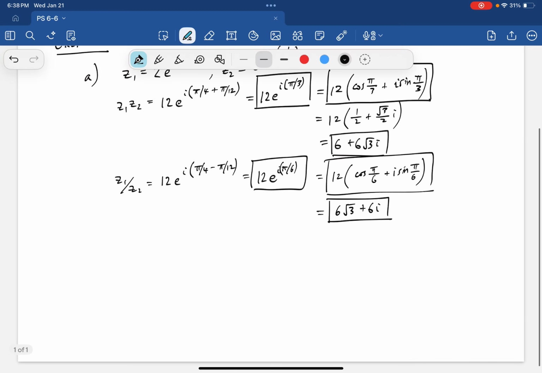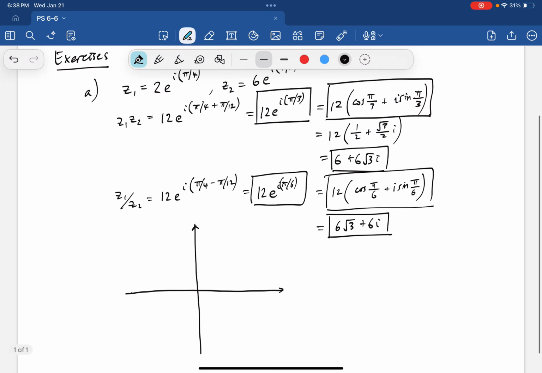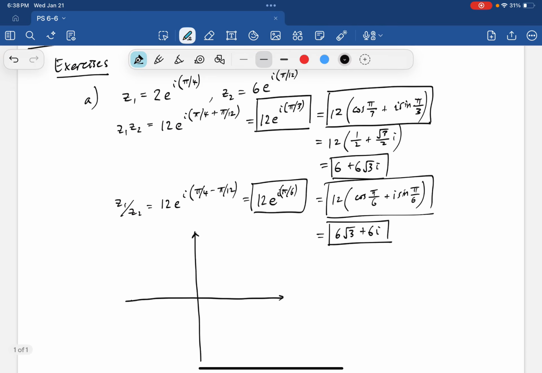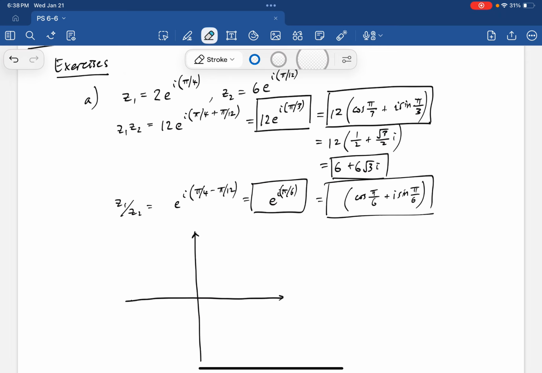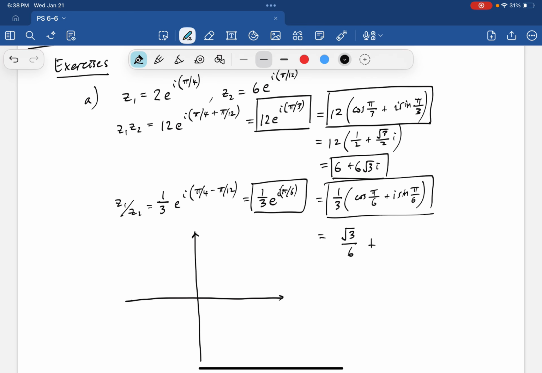Okay, so graphing all of this. It's a little tricky because the radiuses are all over the place, aren't they? Oh dear, I've made a mistake here. All of those numbers are wrong because z1 divided by z2 should be 1/3, right? 2 over 6. So the magnitude here should be 1/3. This is 1/3, 1/3. So I should be getting root 3 over 6 plus 1/6 i.